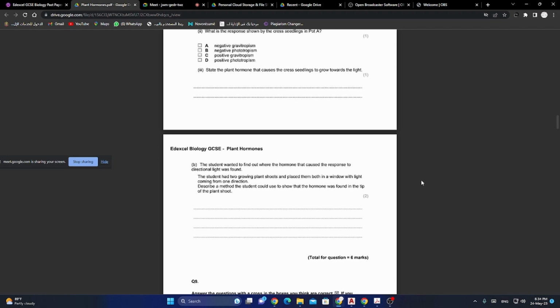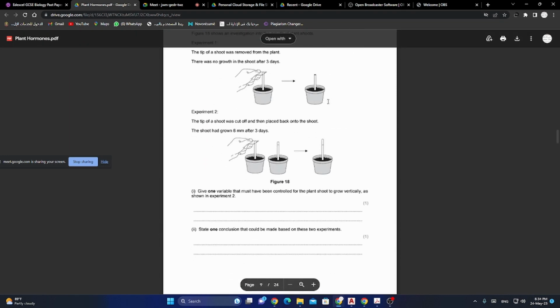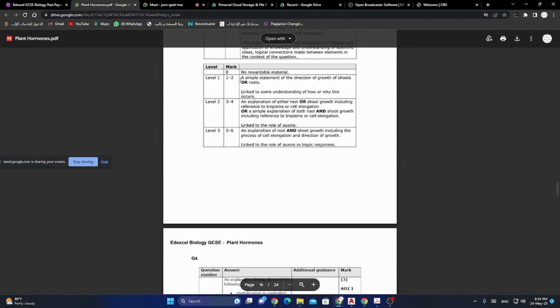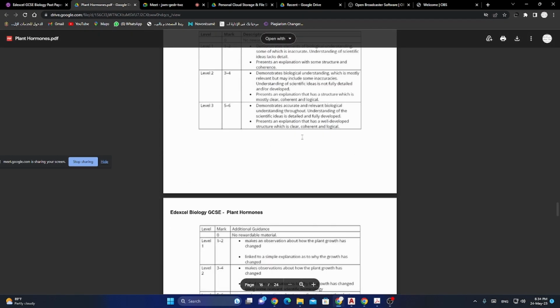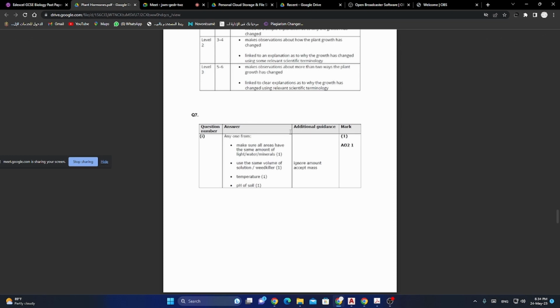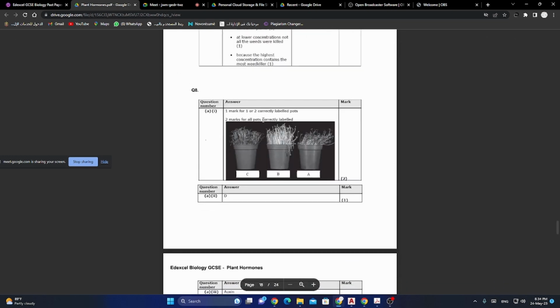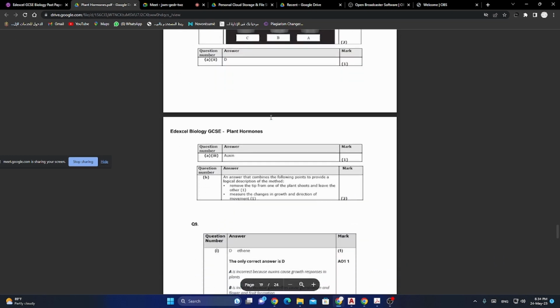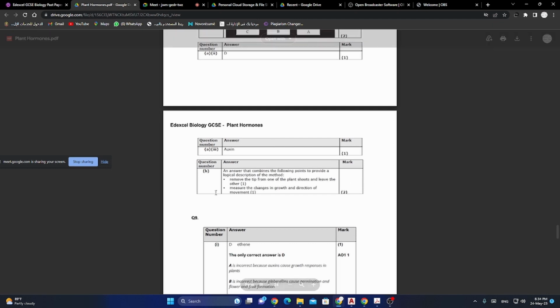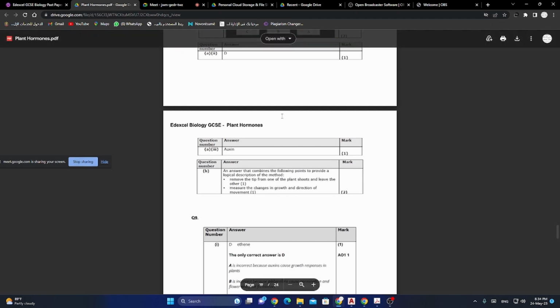Okay. Let us check the marking scheme here. Remove the tip and leave the other. Measure the changes in growth and direction of movement. Okay.